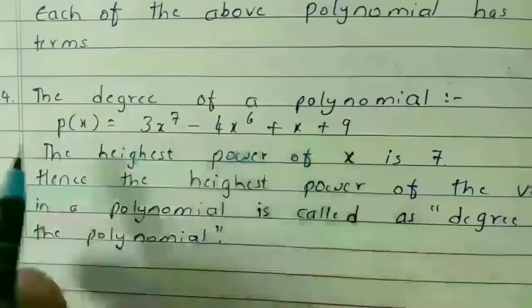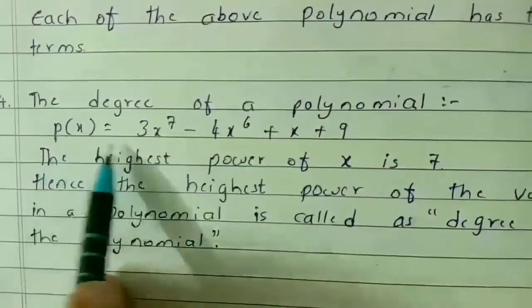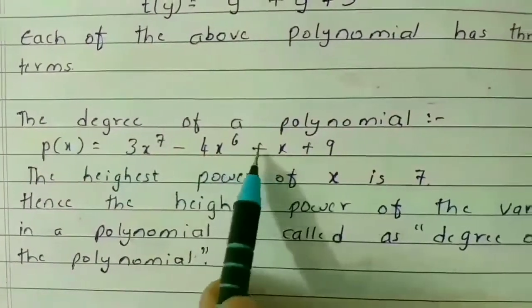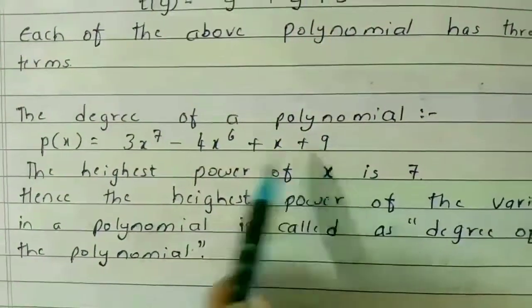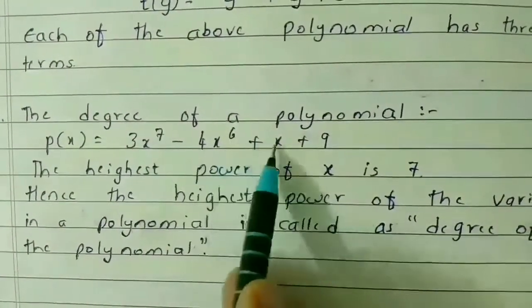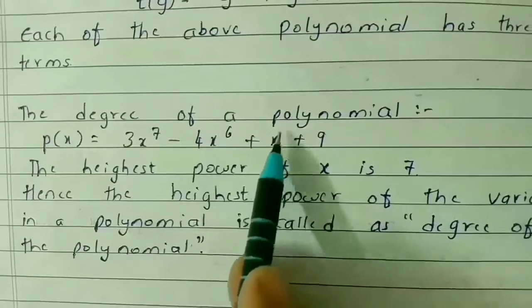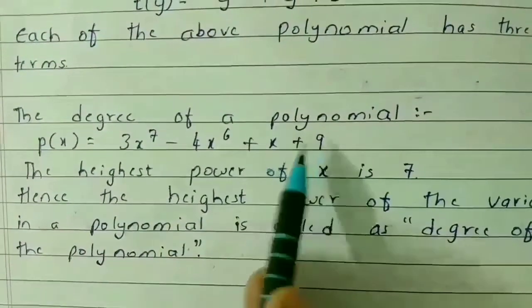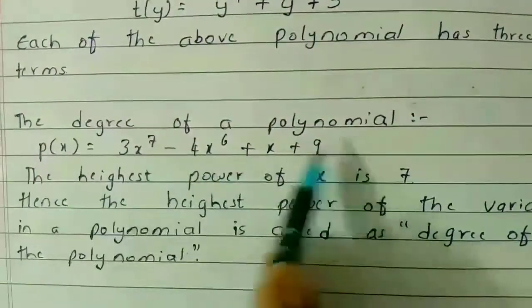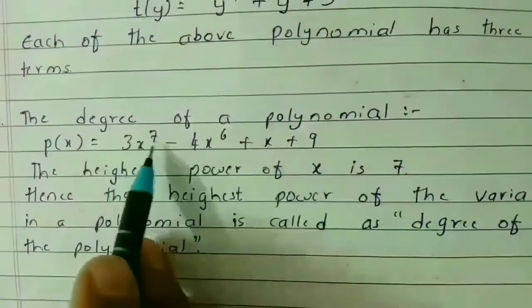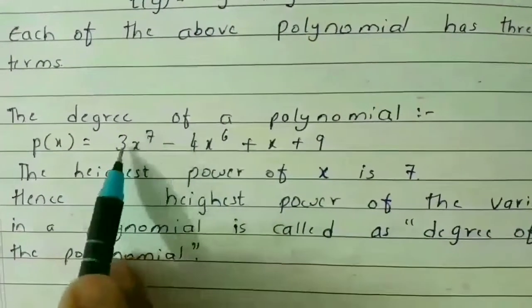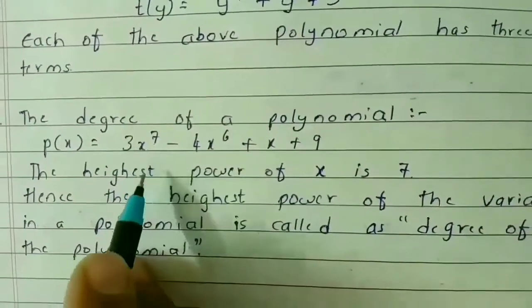The degree of a polynomial, how can we find it? If an example is given, 3x raised to 7 minus 4x raised to 6 plus x plus 9. The highest power of x is, here it is 7, here it is 6, here it is 1. Here there is no number, so it is 1. And here it is 0, x raised to 0, which is not written. So the highest power is 7. So the degree of the polynomial is 7.